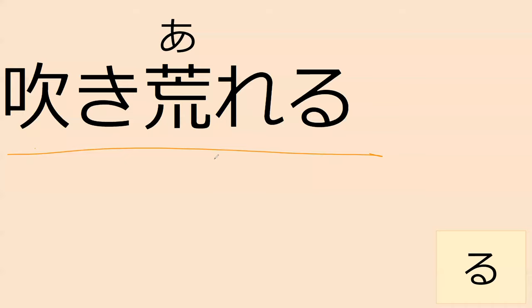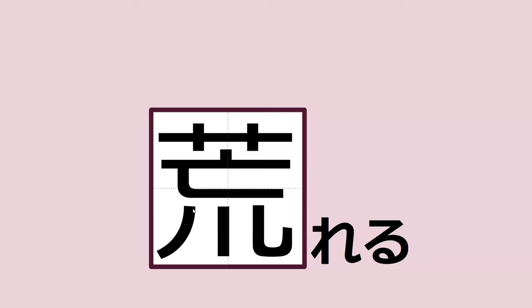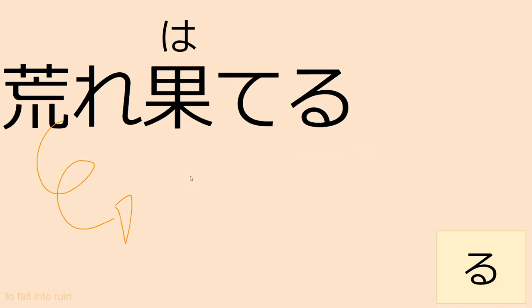So this is fukiareru with the kanji on areru. Do you remember what I told you this areru meant? This is to blow what? To blow violently. And that's actually this new word that we're going to be learning. What's this violent, ruinish kanji? Areru. Perfect. Can you read this for me? Arehateru. Perfect. Arehateru is our new verb that means to fall into ruin.